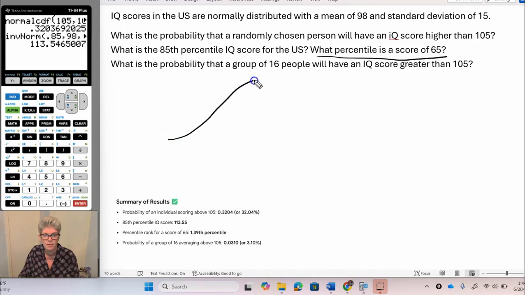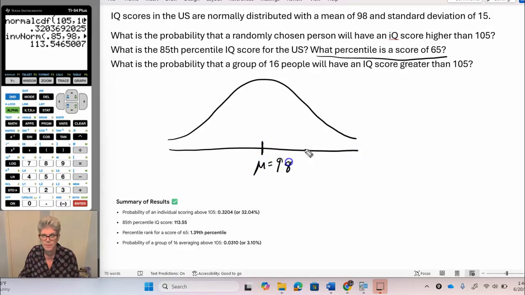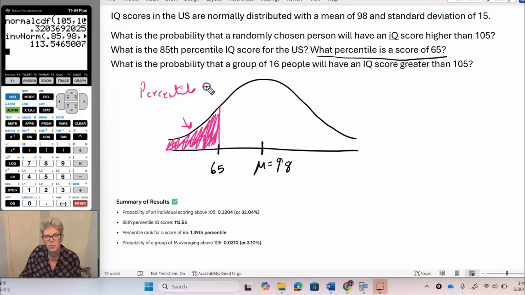Okay, so now, well, where is 65? It's to the left of 98, so it's somewhere over here. So that's an X value. And what percentile is? Well, I need to get this left area. So the percentile will be the left area, and then you have to multiply it by 100.